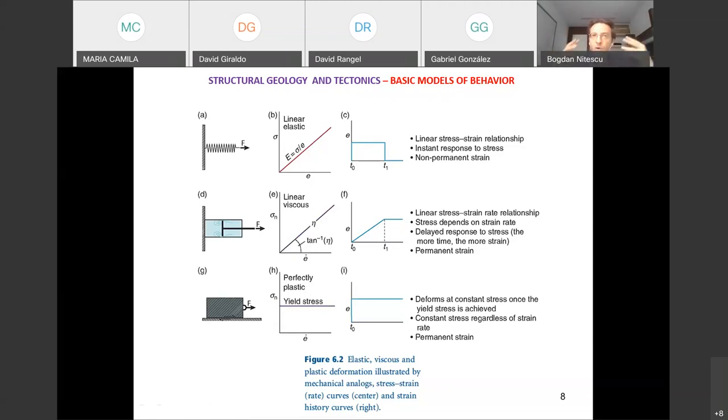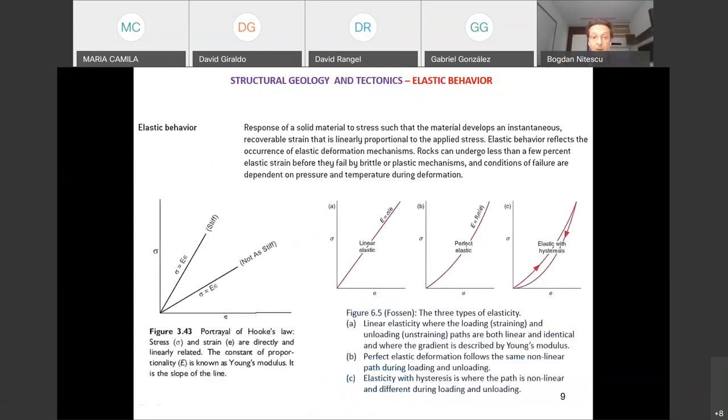So these are basic models of behavior. We want to use them to understand how a certain material behaves. And here is elastic behavior. What I was telling you, depending on the Young's modulus, this is stiffer, this is not as stiff. And here are some behaviors like linear elastic. So you pull, and when it goes back, it goes like this. This is called perfect elastic. You don't have to memorize these things, but you have to see and understand what happens.